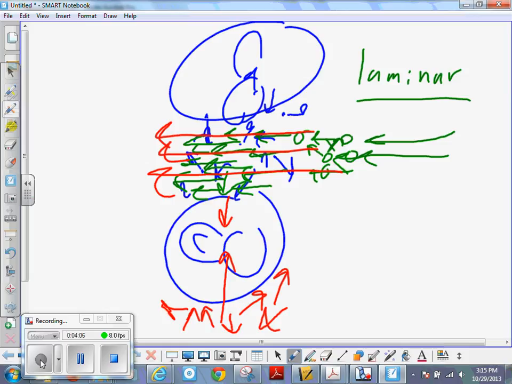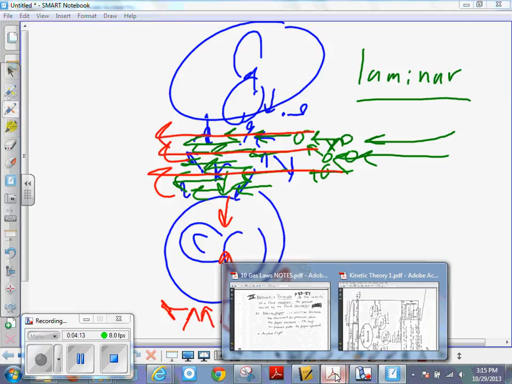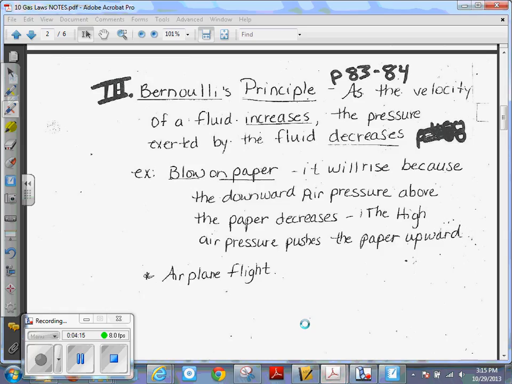Okay, what you have to know, this is the explanation of the physics behind Bernoulli's principle. This is why it works. But the words that you have to know for the test are going to be, as the velocity of a fluid increases, the pressure exerted by the fluid decreases. It's kind of a small part of the whole picture, but that is what you'll have to know at this level.